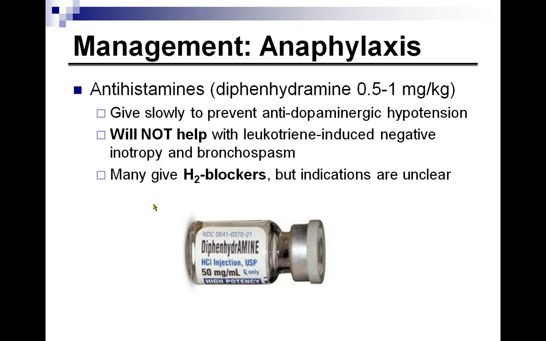Antihistamines are going to help prevent the response to an increased histamine release in the systemic circulation. These drugs are usually given slowly because people can develop some antidopaminergic hypotension. And antihistamines aren't going to help if the mechanism is some sort of leukotriene-induced negative inotropy. It's not going to help with bronchospasm very much.